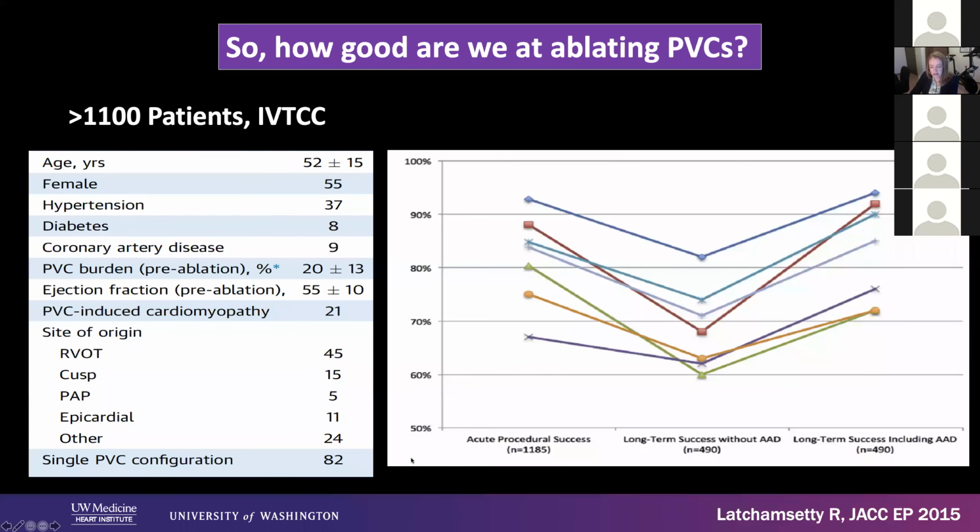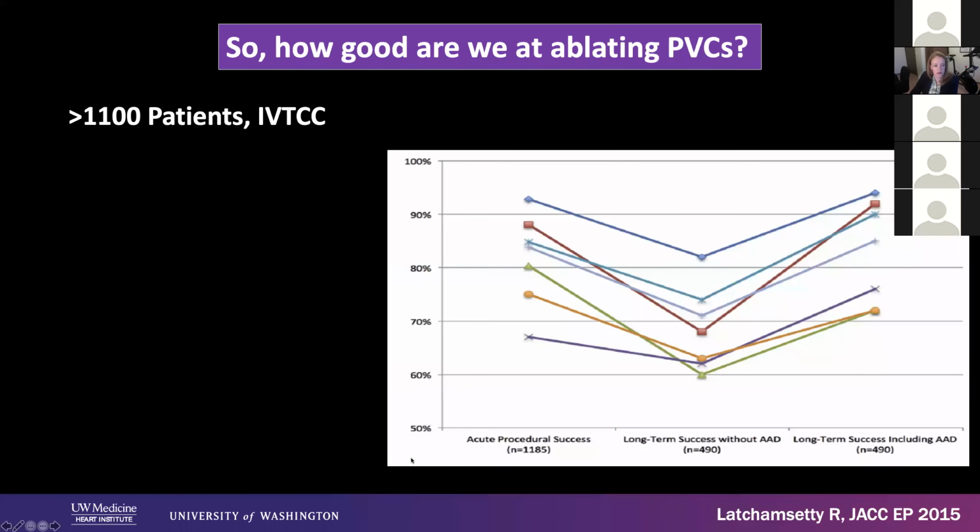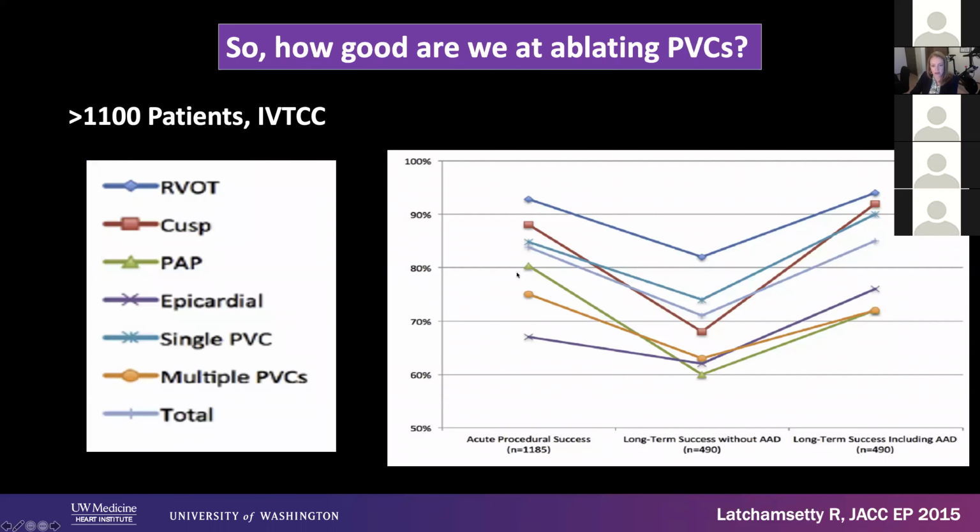So what did they see? This was divided by those regions. Overall is this light purple that ends up right in the middle here, the fourth one down. But you can see for any site, our acute procedural success is reasonable, and it's best for RV outflow tract. That becomes obvious when you look at the anatomy, and we'll go through that. Cusp comes in second, and then we start to drop off. Papillary muscle is a little bit more modest at 80% acute procedural success, and epicardial is somewhere down here in the 65. Long-term success, totally off drugs.